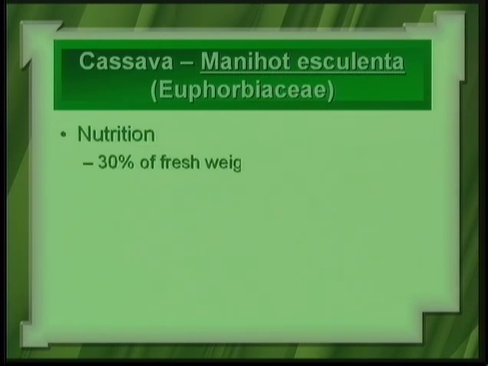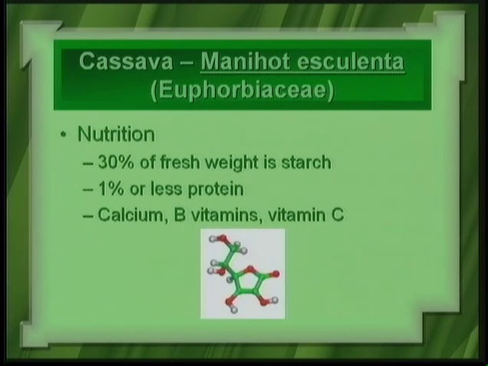Now about this plant also, about 30% of it is starch. When you have a piece of fresh root, there's very low protein. So people who rely very heavily on cassava for their diets, and don't take very much protein otherwise, can have that situation called kwashiorkor, which is what happens when you have a high starch diet and not enough protein. It's a nutritional deficiency too. It also contains calcium, some B vitamins, and some vitamin C.